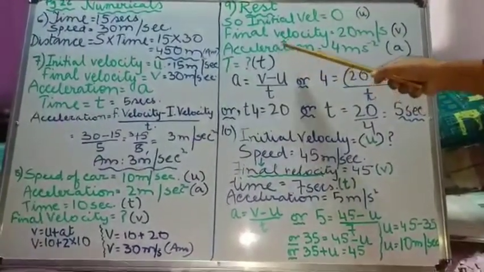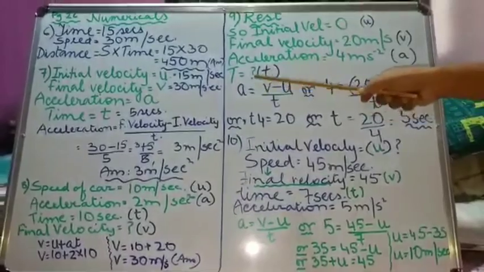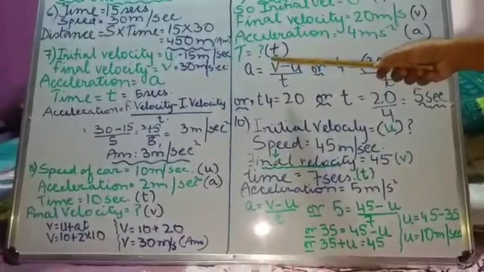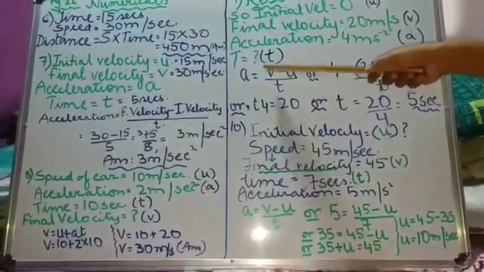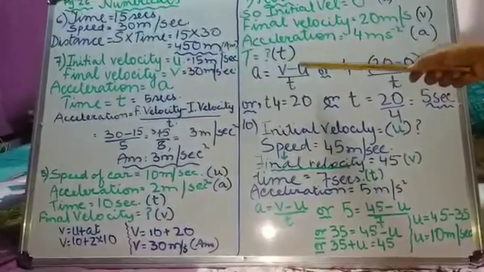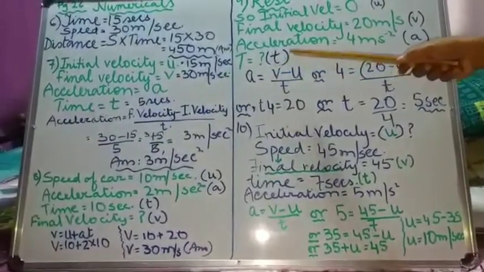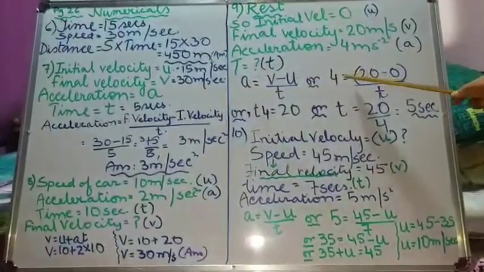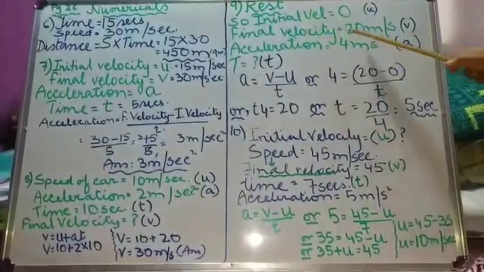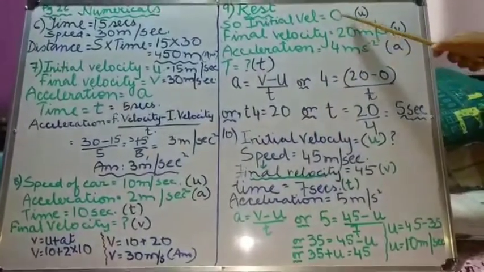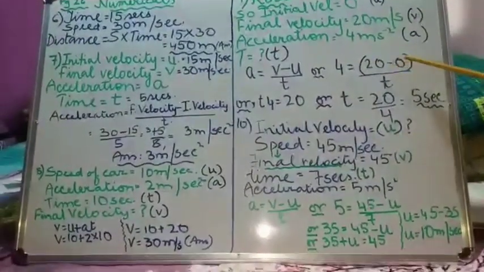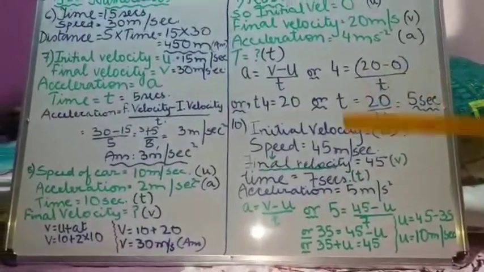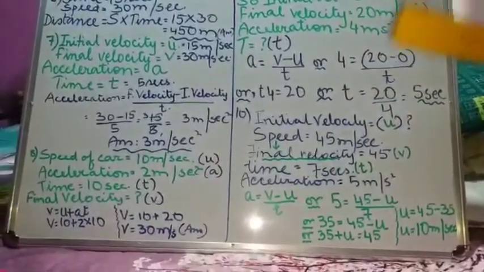And we have to calculate the time. We go on to the previous formula. Acceleration is equal to v minus u by t, that is final velocity minus initial velocity by time. Acceleration 4 is equal to, my final velocity is 20 and initial velocity was 0. That means 20 minus 0, that is 20, divided by 4, that is equal to 5 seconds. Time is equal to 5 seconds.